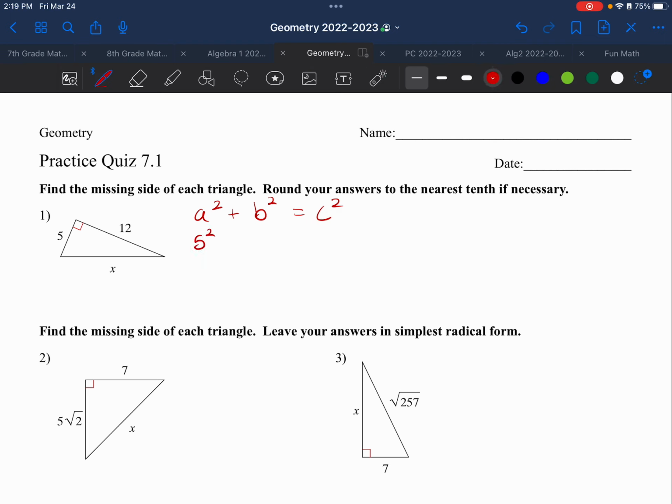I have a 5 squared plus a 12 squared. That's going to be equal to an x squared. Let's go ahead and square the 5. I get 25. Square the 12. I get 144. That's still equal to an x squared. Adding these together, I get 169, which is equal to an x squared.